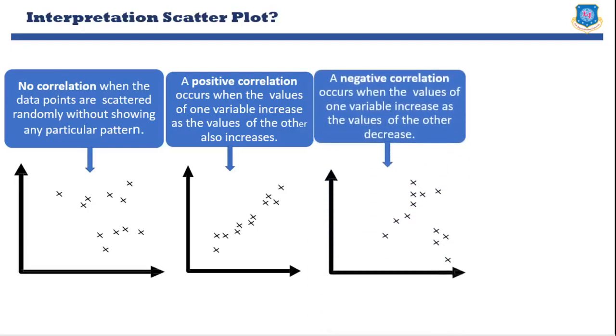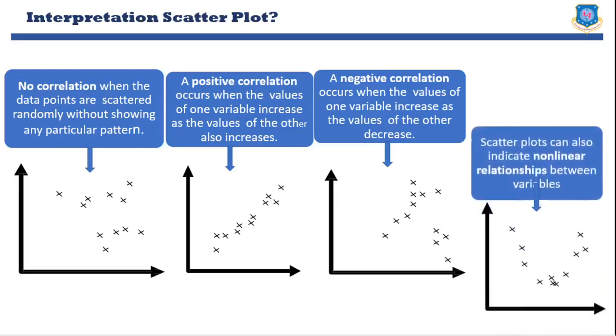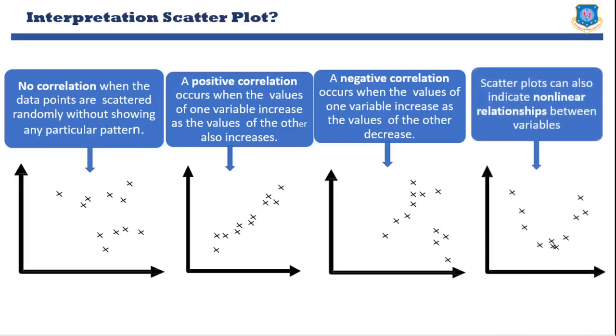The next interpretation of the scatter plot is that there is a negative correlation between the two variables. So when you see that values of one variable increase and the value of the other variable decreases, you can say that there is a negative correlation between the variables. The next type of interpretation you can draw from a scatter plot is that there is a non-linear relationship between the variables.